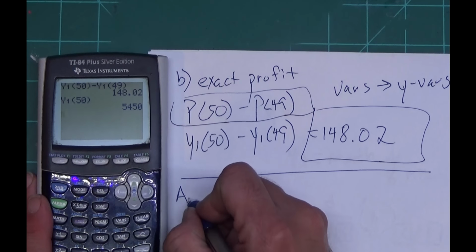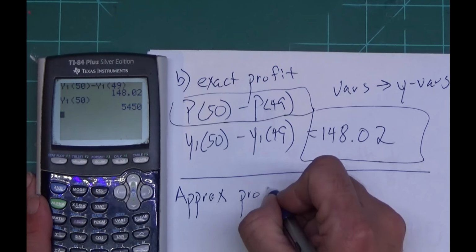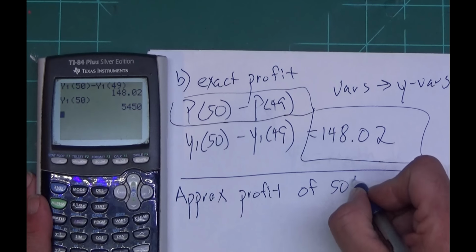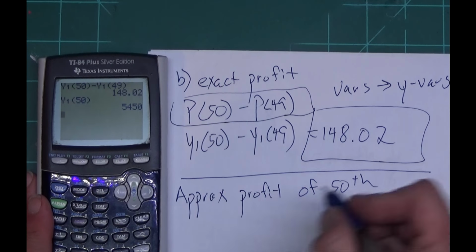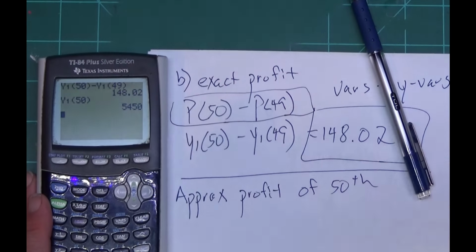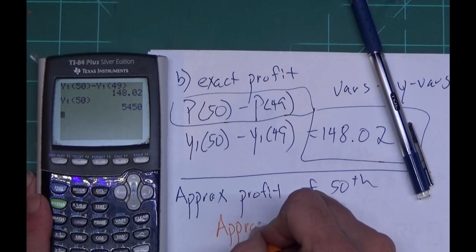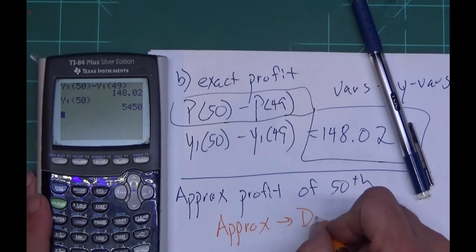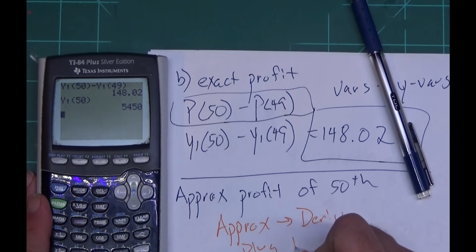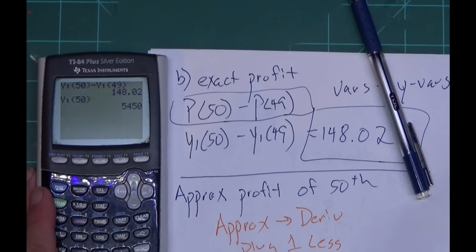What if I want to approximate the profit for the 50th item? Remember, approximate is derivative. Let me switch colors here. Orange, Halloween's coming. And you're going to plug in 1 less for X.